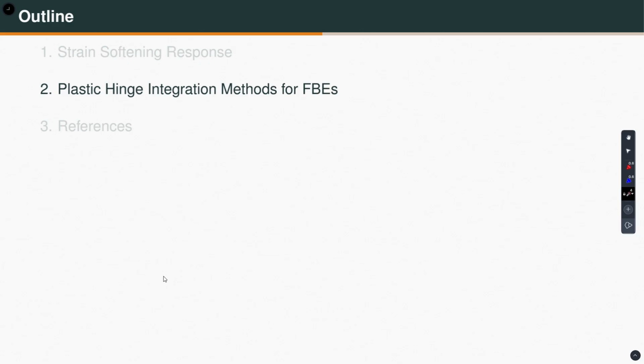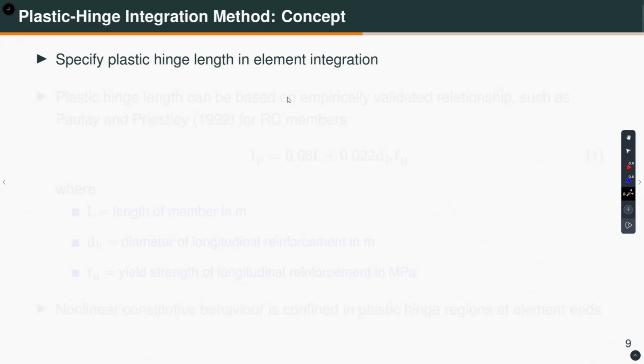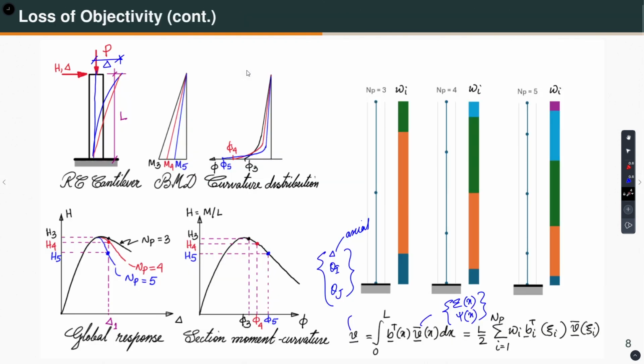So, there are various approaches in the literature. What we will discuss is called plastic hinge integration methods for force based elements. So, this was proposed by Scott and Fenwick. Okay. What is the idea? So, the idea is that we want to specify a plastic hinge length in the integration technique. So, meaning that if I go back, I will say that I have this column. So, this much portion is going to be my plastic hinge.